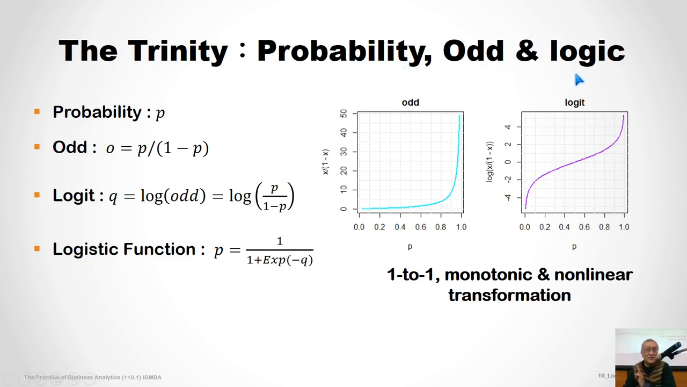Actually, odd and logit, all of these three things, they are probability. It's just like the definition of Trinity in Christian tradition, right? There's a Trinity: the Holy Spirit, Holy Father and Holy Son. I don't remember very well, but they are the same thing. They are not three different things. They are the three different names of the same thing.